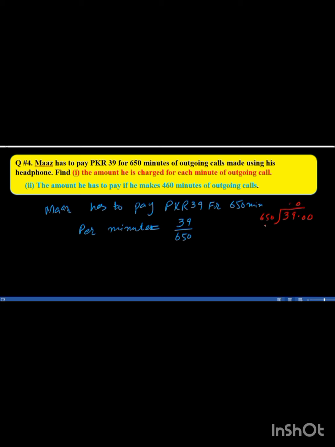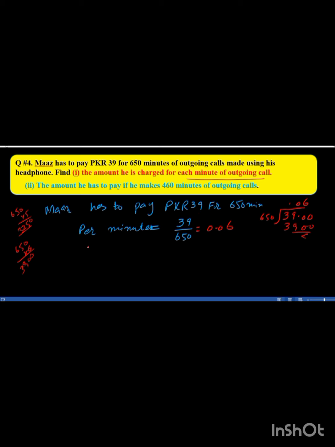Now make a table of 65. 65 multiplied by 5 is 325, it is lesser than 390. So 65 multiplied by 6 is 390. So 0.06 is your answer, and it is completely divisible. Means he charged 0.06 PKR. So that is the answer of part 1 of the question, that is, each minute of outgoing call he charged.